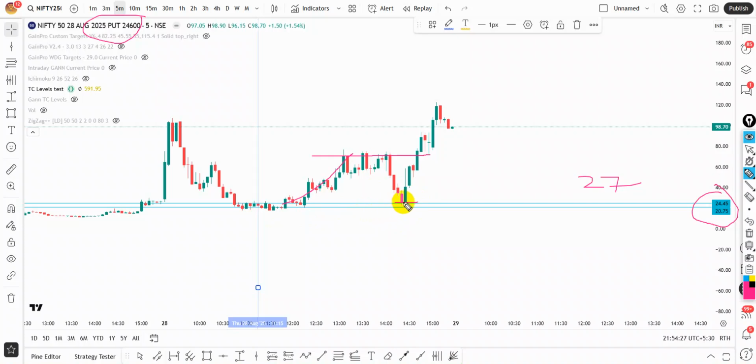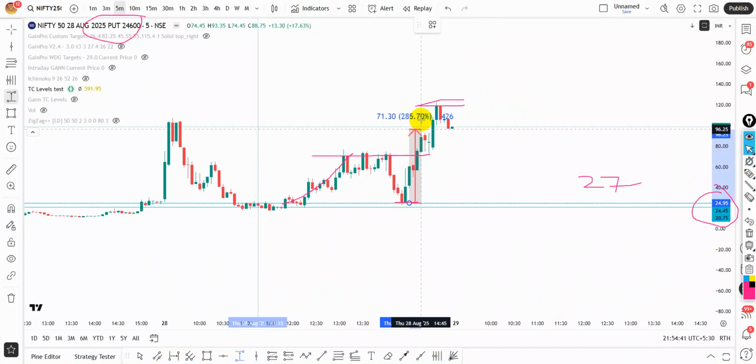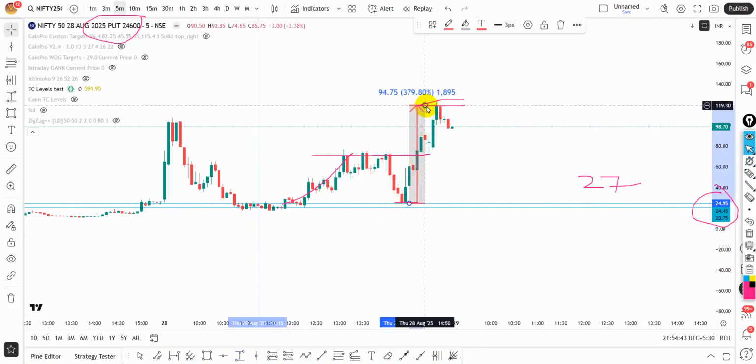Again from here, it went up to 125, roughly around 120 or 22. That was the high it made today. If you look at the structure also, it is somewhere around 100 points. 100 points is decent, even for a single lot, if you have held on through this entire move. It gave you two entries.